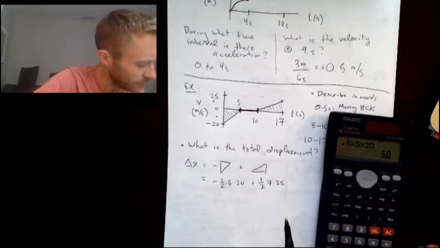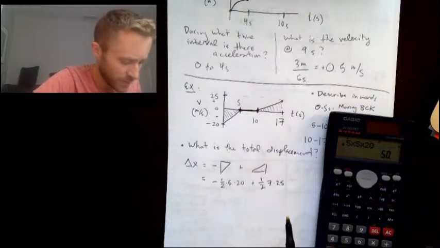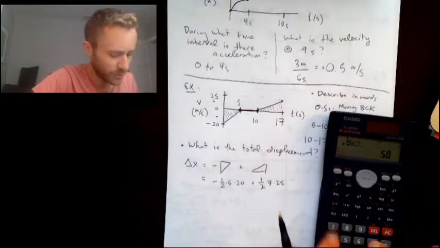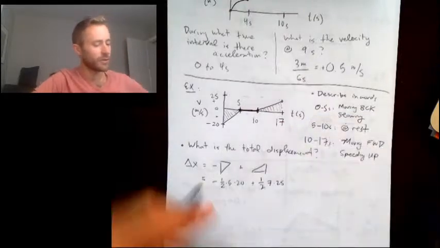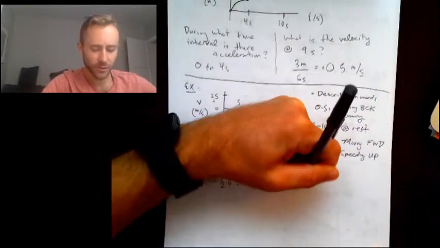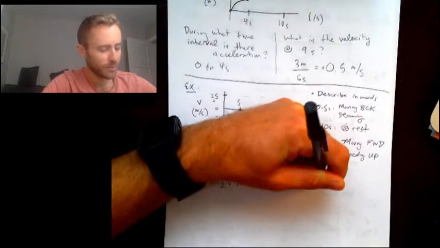So that's 50. I don't know why I typed that into my calculator. And then 0.5 times 7 times 25 minus 50. So we get the displacement for this journey is 37.5 meters.